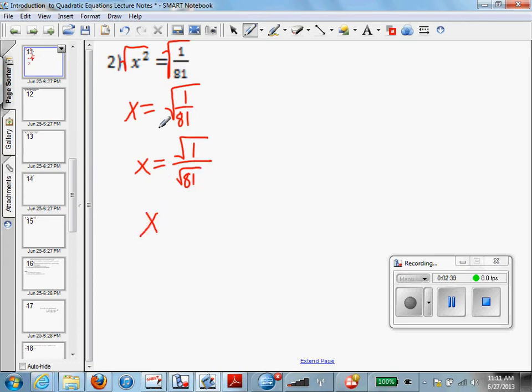And to simplify that, we know that on top it's going to become 1 over, and the square root of 81 is 9. And remember, since we're dealing with square roots, we have a positive and negative answer. So that can be written as x equals plus or minus 1 over 9. Or you can even write it separately as x equals 1 over 9 and x equals negative 1 over 9.